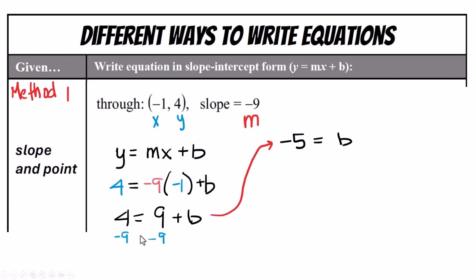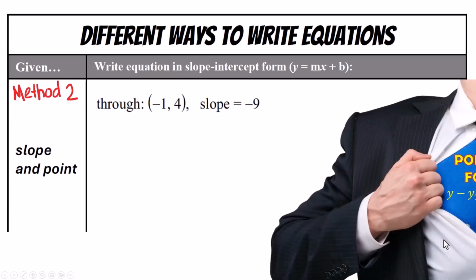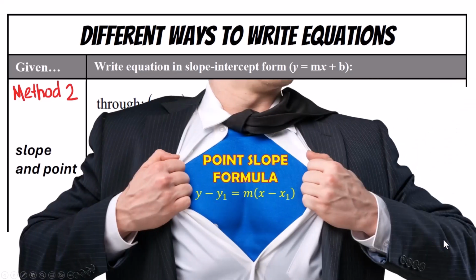I'm going to subtract 9 from both sides, and 4 minus 9 is -5. So b equals -5. So I know the slope, and I know the y-intercept, so I can write the equation y equals -9x minus 5. Now remember that because I'm going to show you a different way to do it. For method 2, it's going to feel like it's more work, but I've actually had more success in class teaching kids how to do it this way, and that's using my superhero point-slope formula.